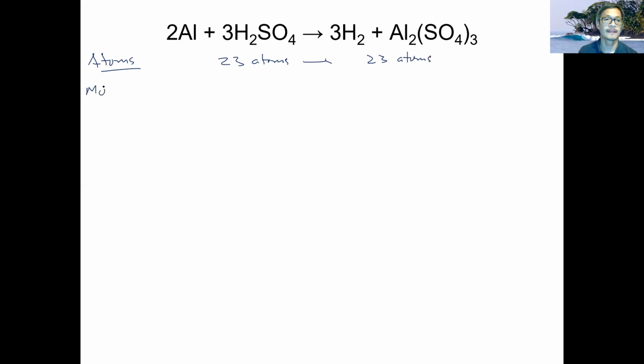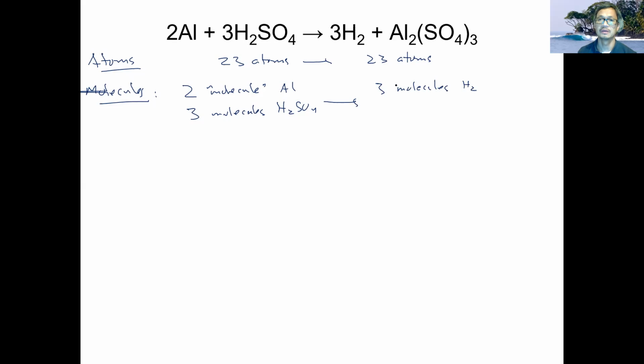In terms of molecules then, we start out with 2 particles, so 2 molecules, and I'll write this again in quotes because obviously aluminum is not a molecule, but 2 molecules of aluminum. We start out with 2 aluminums and 3 molecules of H2SO4 to yield then 3 molecules of hydrogen and 1 molecule of aluminum sulfate. Okay, so that's at the molecular level.